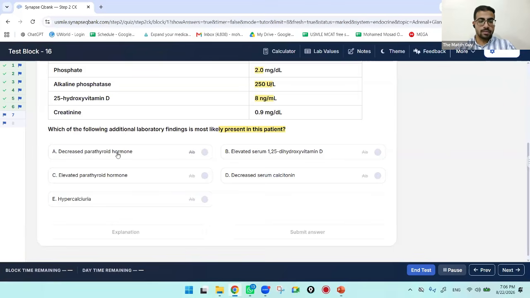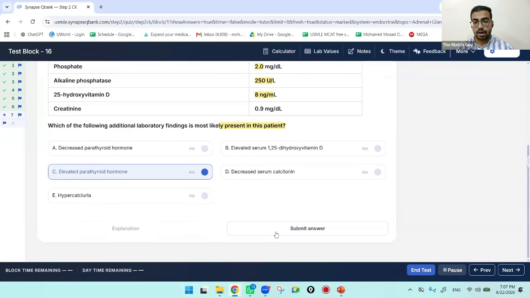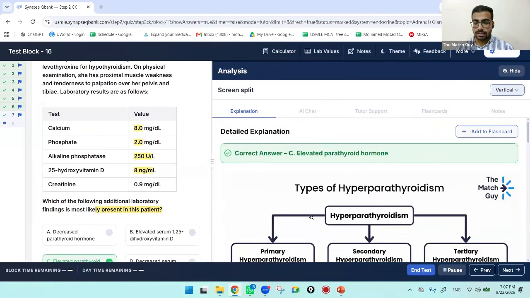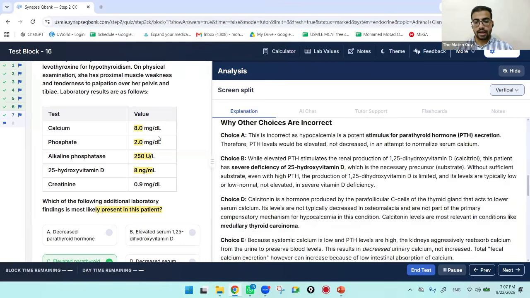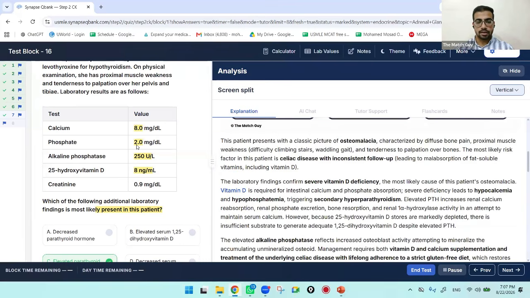Would I have a decreased parathyroid hormone? Doesn't make sense. I have decreased calcium. The body should compensate by increasing PTH. Yes, so I'm going to have elevated PTH, elevated parathyroid hormone. Okay, yes, makes sense. Again, going down over the algorithm, step by step, you get your answer. Looking for keywords, you get your answer.